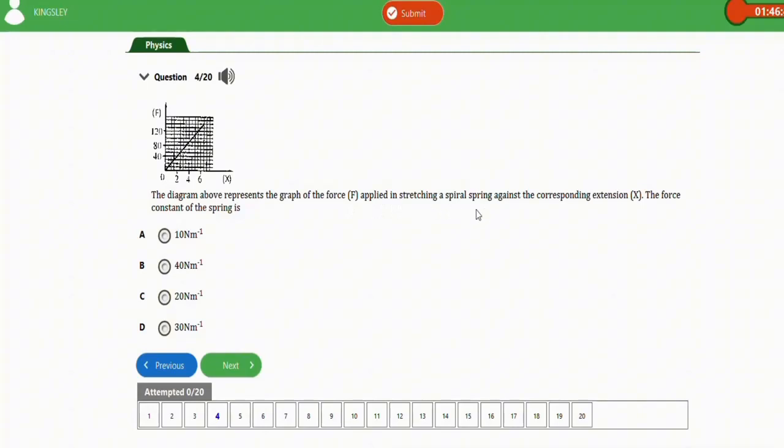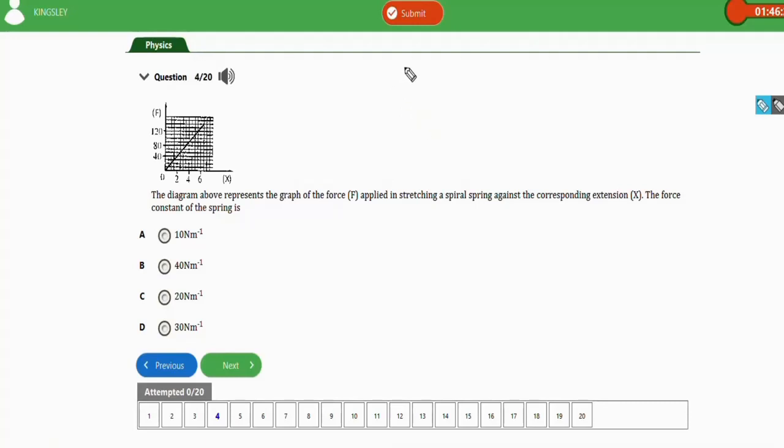The first one I have here says the diagram above represents the graph of the force applied in stretching a spiral spring against the corresponding extension. The force constant of the spring is what? Alright, so for this particular question, we have the graph plotted force against the corresponding extension.